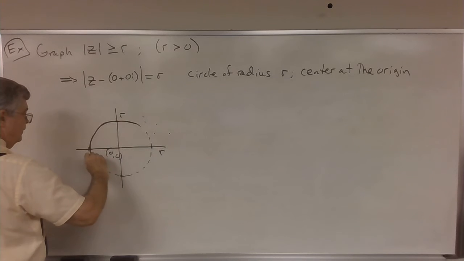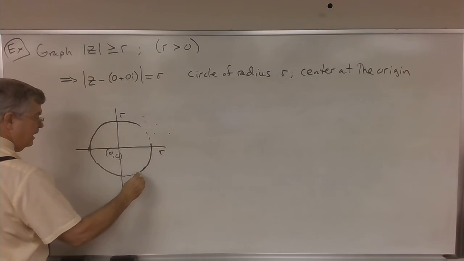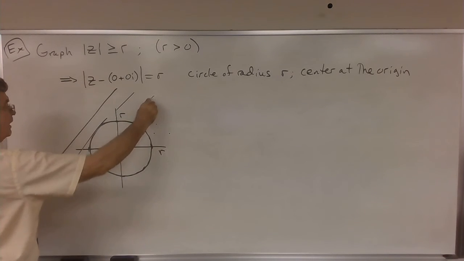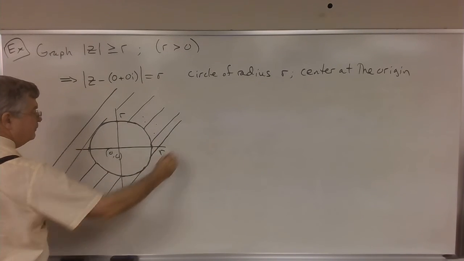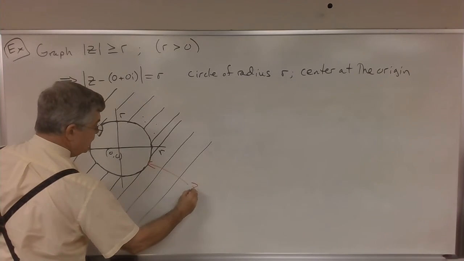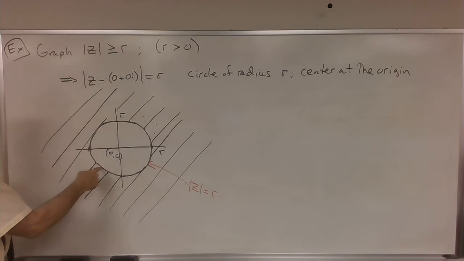So the perimeter of the circle is part of the solution to this graph. So we won't make it a dotted line, we'll make it a solid line showing that the circle itself is part of the solution. And here's what the graph looks like. All complex numbers on or outside the circle given by the equation modulus of z equals r. And so the graph of modulus of z greater than or equal to r is the set of all points on this circle or exterior to that circle. Okay, let's do one more kind of like this.